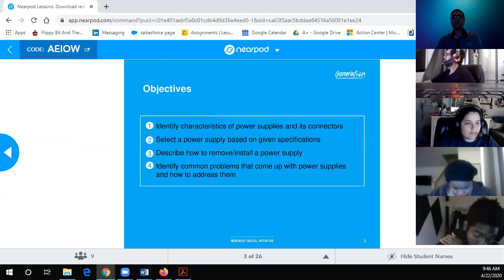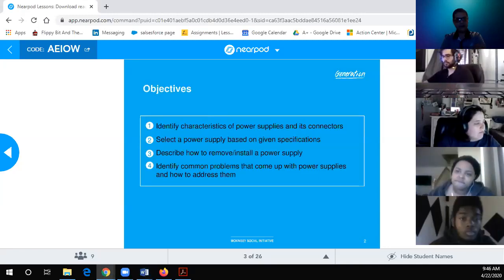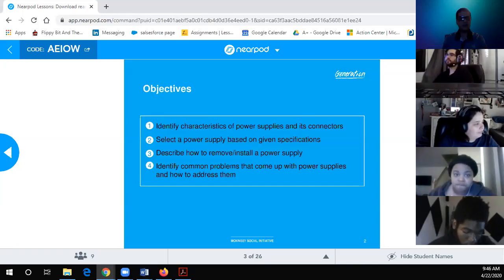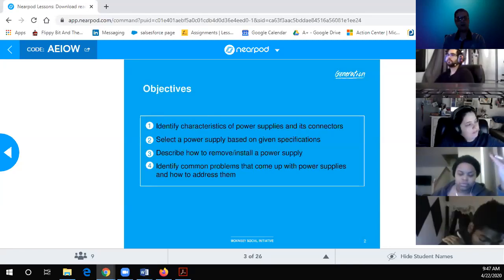Our main objectives are to be able to identify characteristics of the power supply and their connectors, select a power supply based on a given specification, describe how to remove and install a power supply, and lastly, identify common problems that come up with power supplies and how to address them.